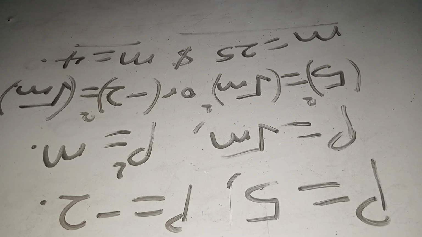So if you plug all these values into our previous question, you are going to have 30. If you plug m equals 25 into the previous question, you are going to have 30.